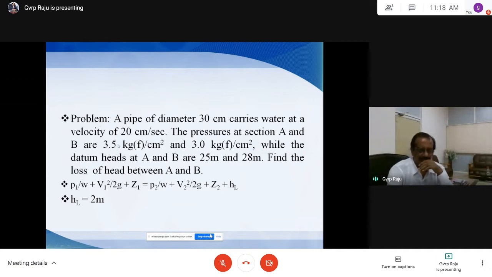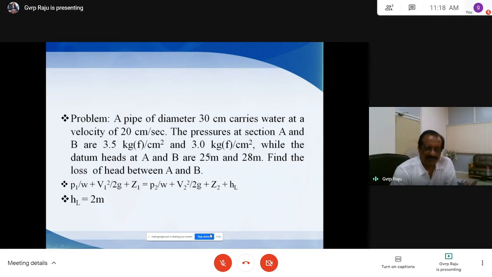Then P1 by W is 3.5 into 10 power 4 kg per meter square by 1000, and Z1, given at A, is 25 meters here. P2 is given as 3 kg force per square centimeter, so 3 into 10 power 4 by 1000, and Z2 is 28. So P1 by W is equal to 3.5 into 10 power 4 by 1000, so this is 35.